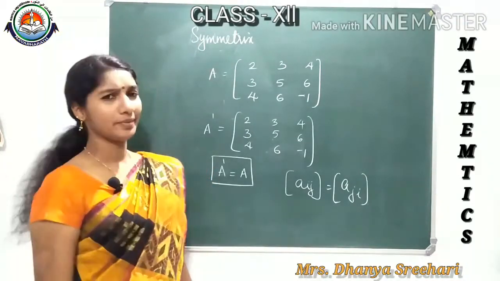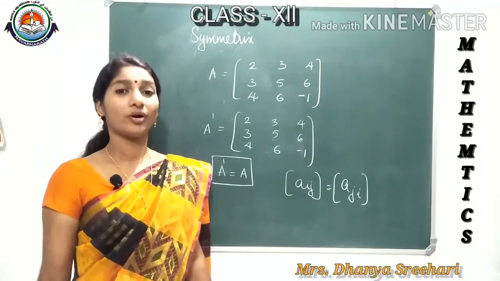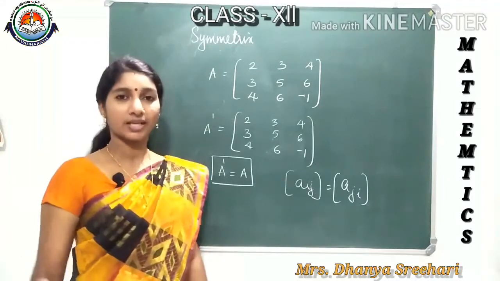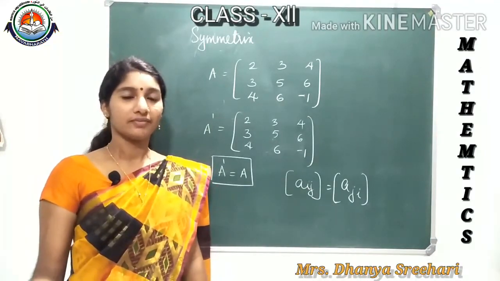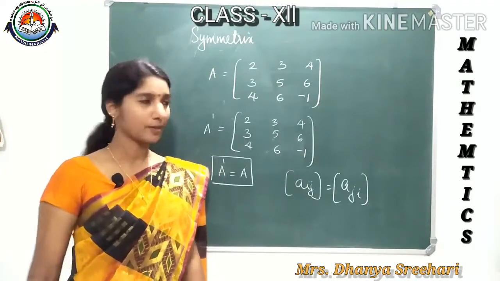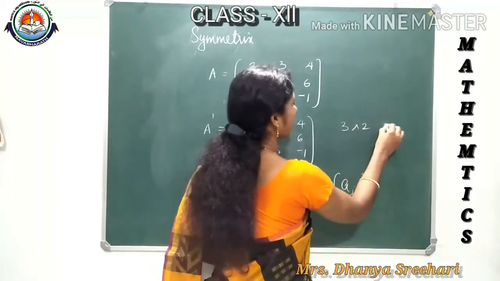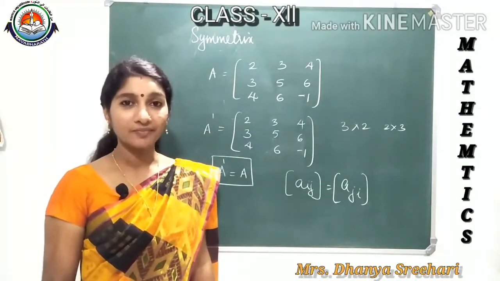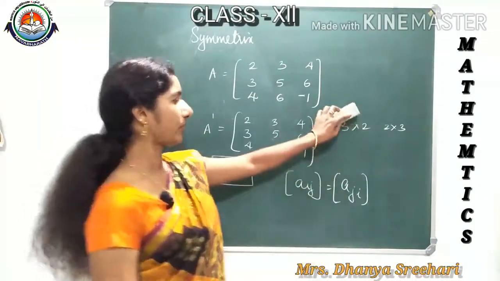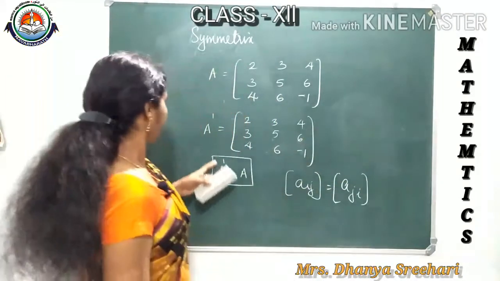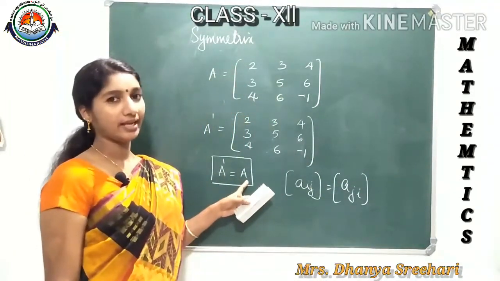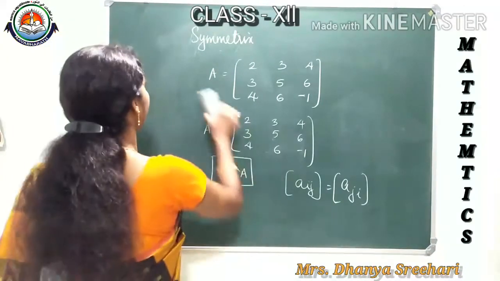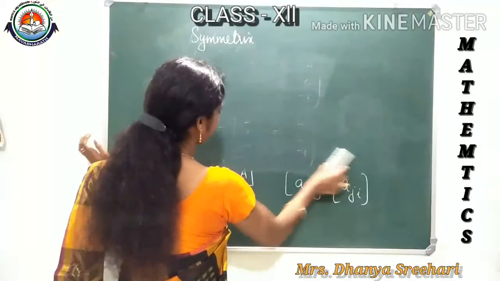And see what will be their order. If a matrix is a 3 by 2 matrix, will we get its transpose also the same? No, for a 3 by 2 matrix, its transpose will be a 2 by 3 matrix. So, to get a symmetric matrix, it should be a square matrix. So, for a square matrix A, if A transpose is equal to A, we will say that is a symmetric matrix. Clear?